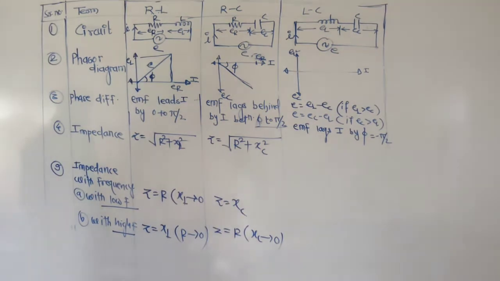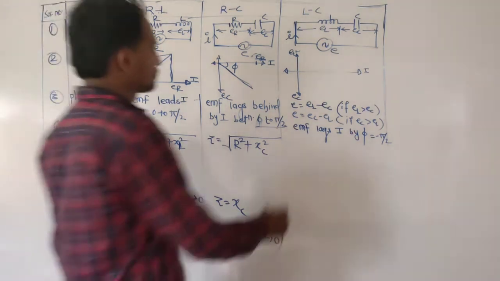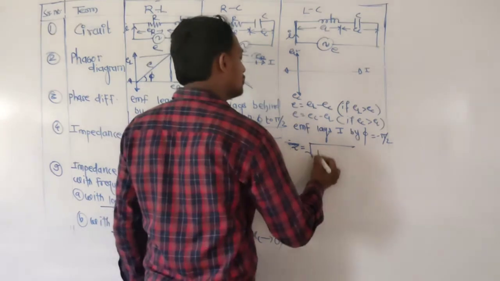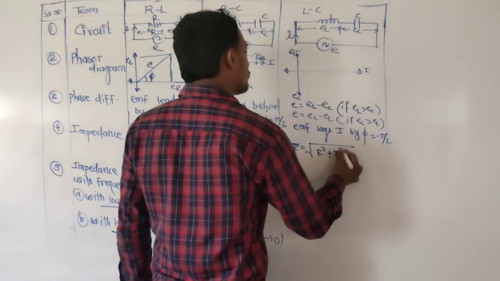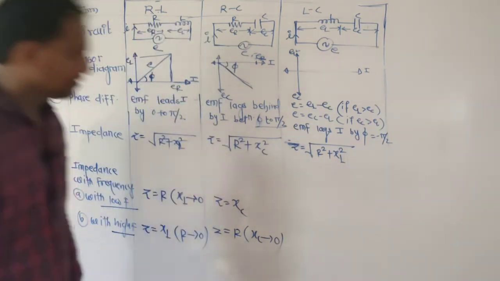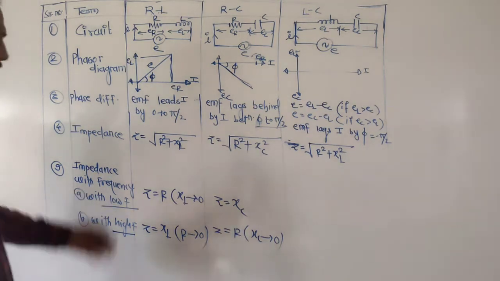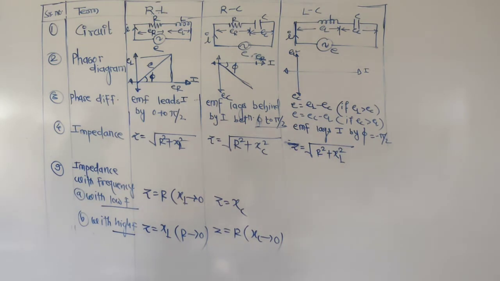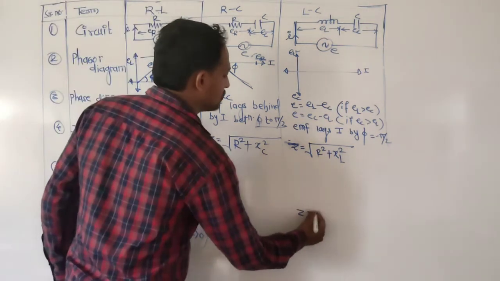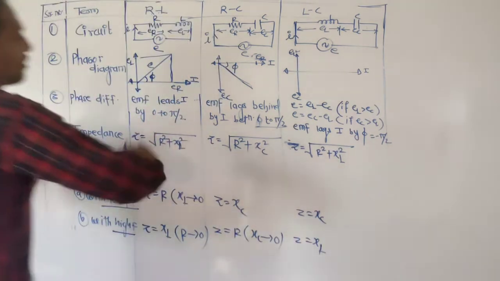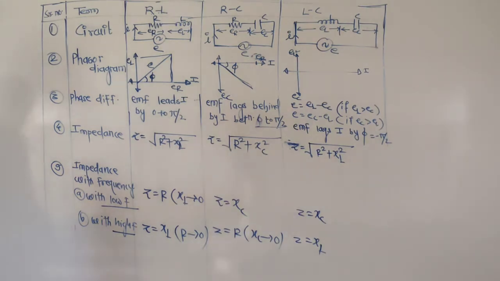The impedance for this is Z equal to under root of R square plus XL square. This is the impedance, and for the behavior at low frequency and high frequency, Z is equal to XC for low frequency, and for high frequency Z is equal to XL. So this is the chart for series RL, RC and LC circuit.